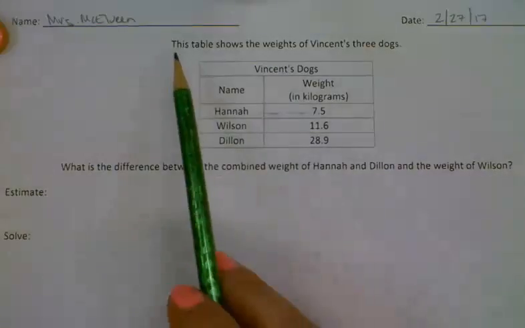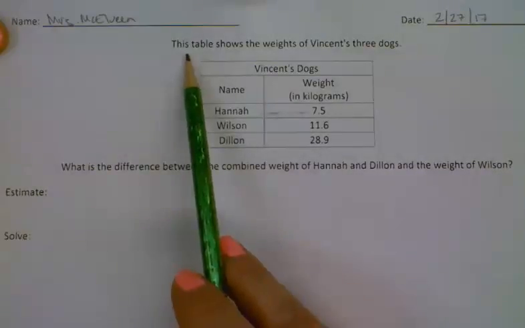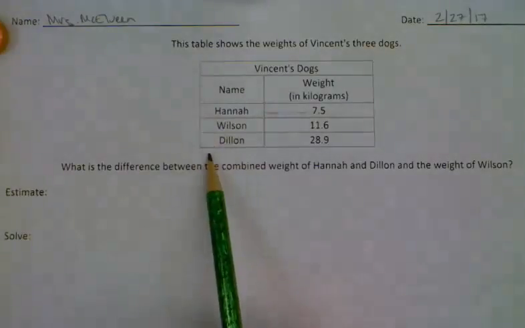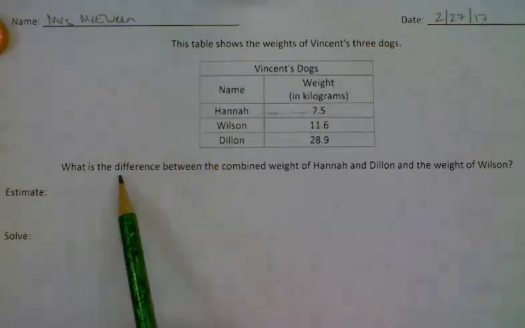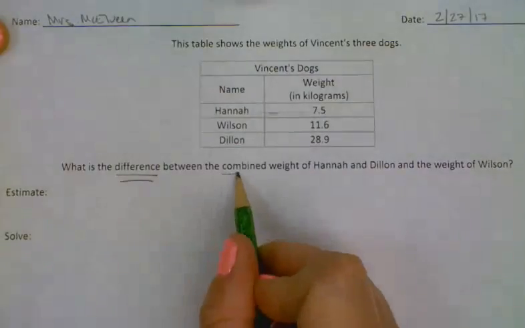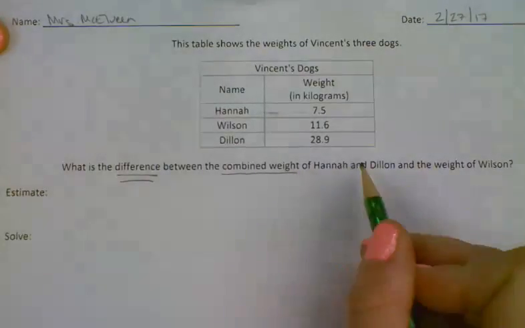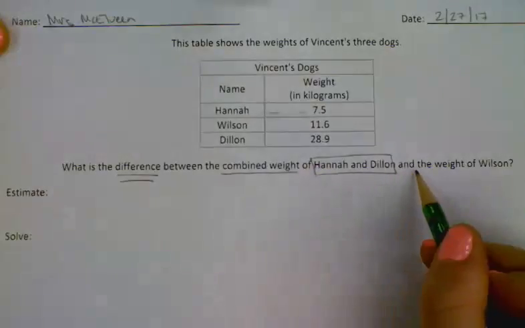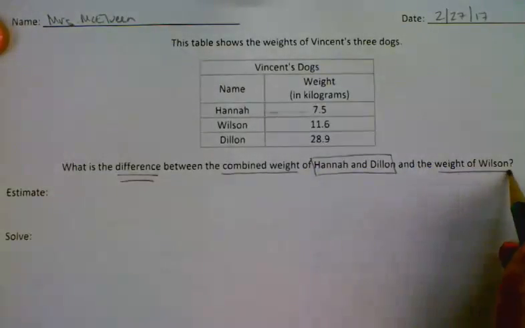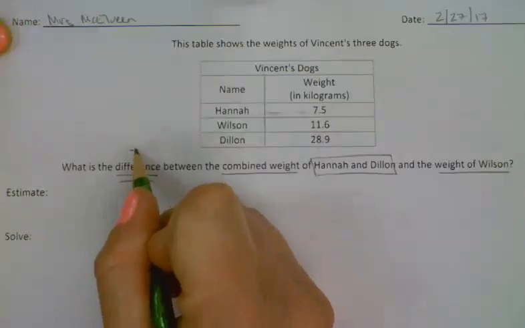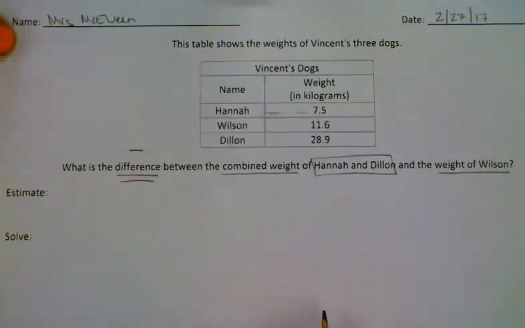Let's read it again. This table shows the weights of Vincent's 3 dogs. Hannah, Wilson, Dylan. What is the difference between the combined weight of Hannah and Dylan and the weight of Wilson? I know difference means I'm going to subtract. Difference is the answer to a subtraction problem.